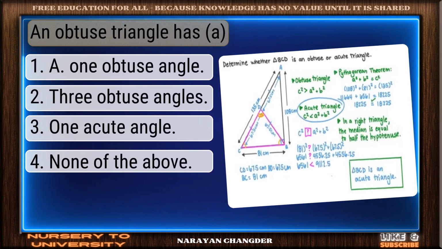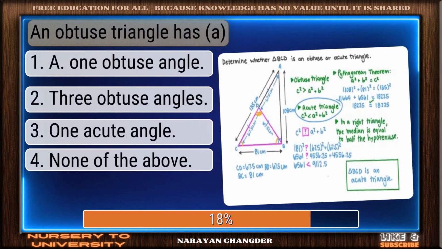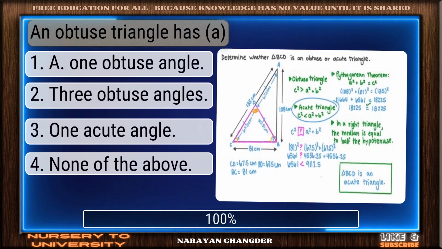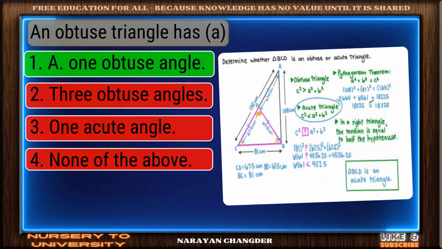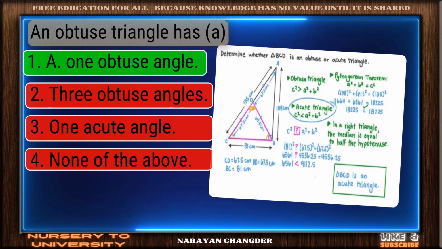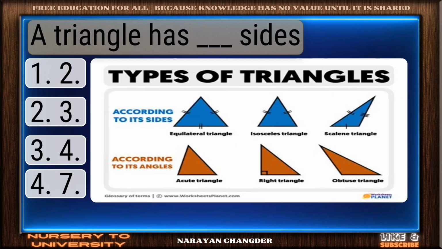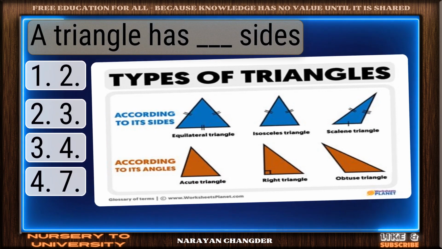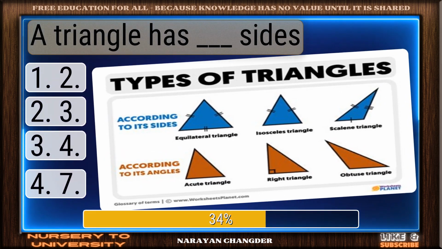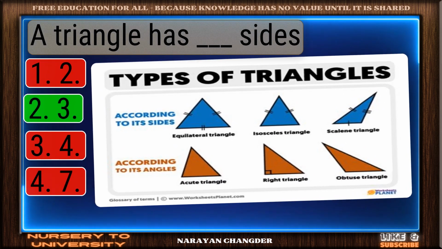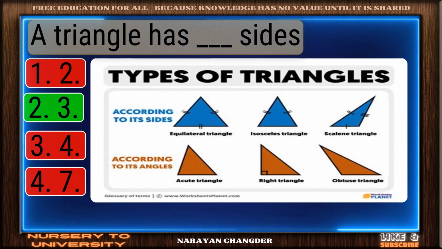Question number 47. An obtuse triangle has. Good job. Your answer, A, one obtuse angle, works well here. Question number 48. A triangle has dash sides. Excellent. 3 is a brilliant choice.